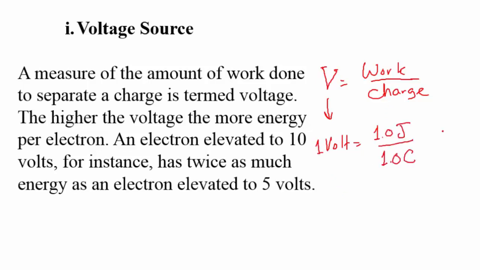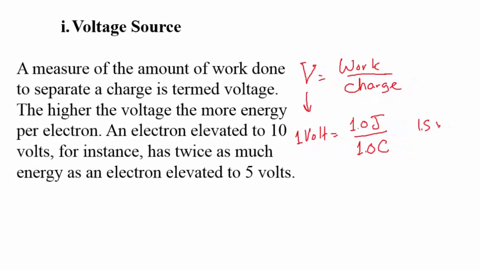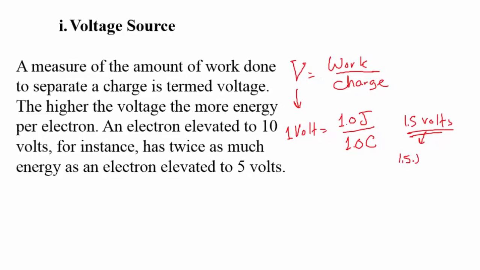So if you have a 1.5 volt battery, this means this battery has the ability to perform 1.5 joules of work per 1 coulomb of charge. Now recall that 1 coulomb of charge is equal to 6.25 times 10 to the power 18 electrons. We calculated this number last time in question number 6 in the discussion. So basically 1 volt will be 1 joule of work done per 6.25 times 10 to the power 18 electrons.